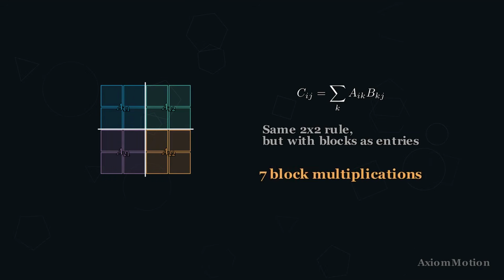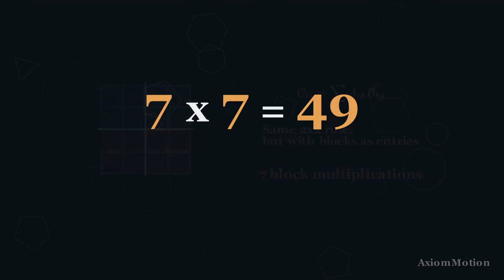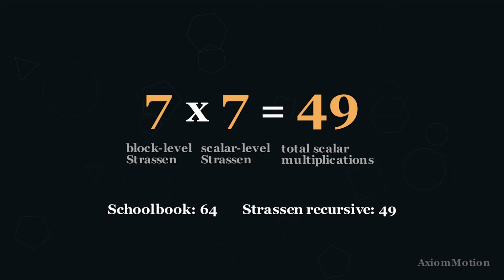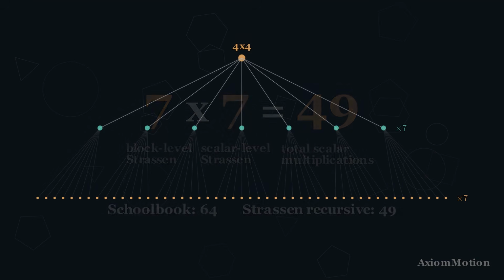Take a 4 by 4 matrix and divide it into 4 2 by 2 blocks. Now treat each block as a single element. Multiplying the 2-block matrices requires 7 block multiplications by Strassen's method. But each block multiplication is itself a 2 by 2 matrix multiplication. Apply Strassen again. 7 times 7 gives 49 scalar multiplications for a 4 by 4 matrix, down from the schoolbook's 64.